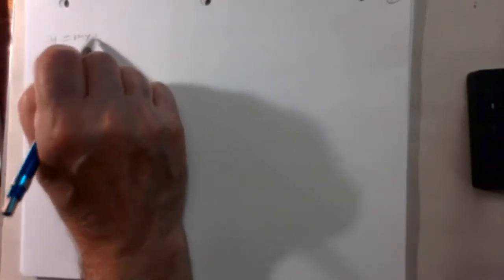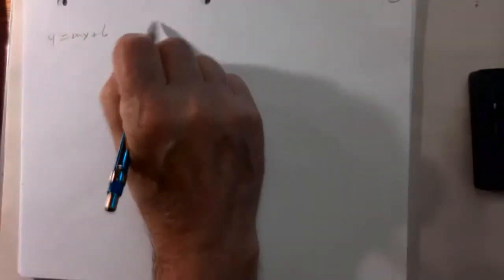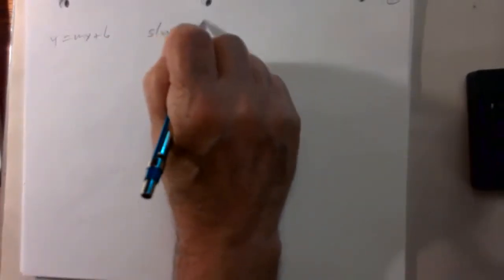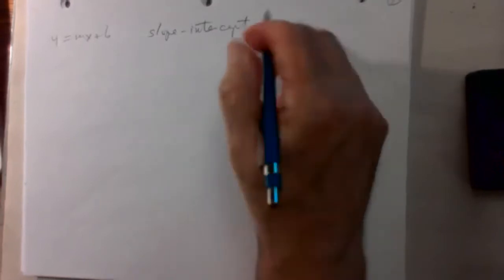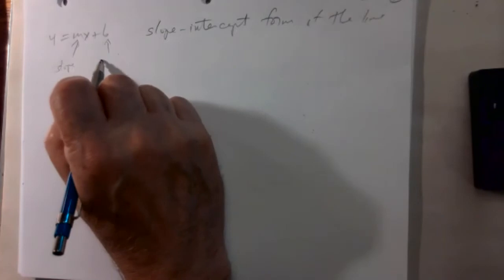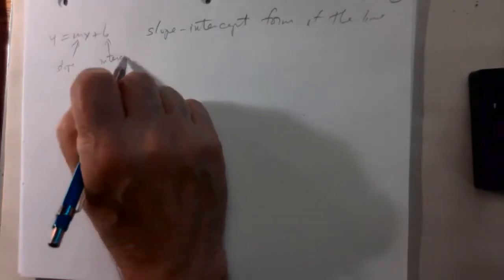So y equals mx plus b is called the slope intercept form of the line. Right? m is the slope, b is the y-intercept.